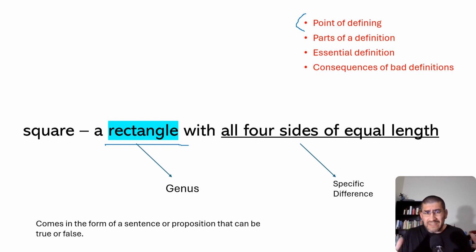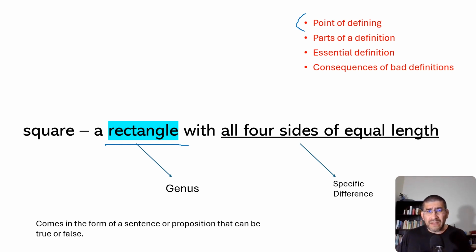So we could see with this definition that a rectangle with all four sides of equal length, that covers everything that we consider a square. So that is the best definition. You want to give this type of definition in order to accurately represent reality.